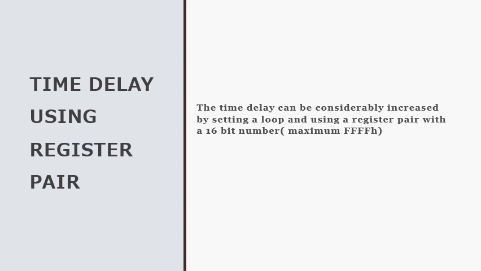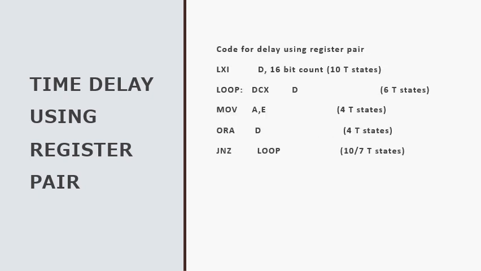So what we are going to do is add an OR instruction. By means of this OR instruction, the 0 condition is checked. We need to consider that we cannot check whether the register pair is 0 or not using the jump instruction JZ or JNZ. So we use the OR instruction to check whether the register pair is 0 or not.